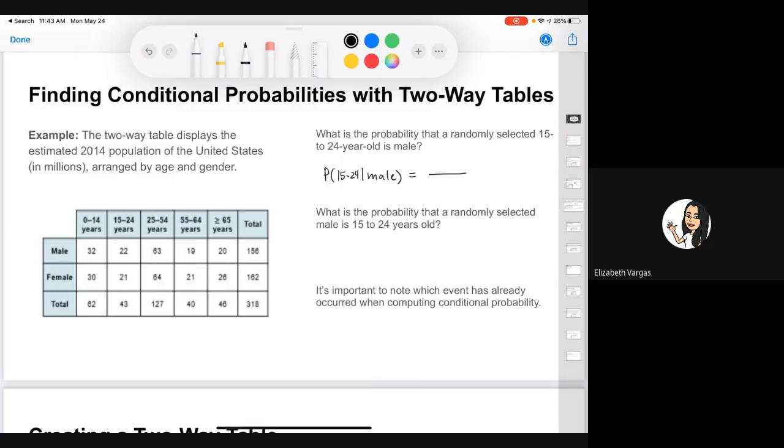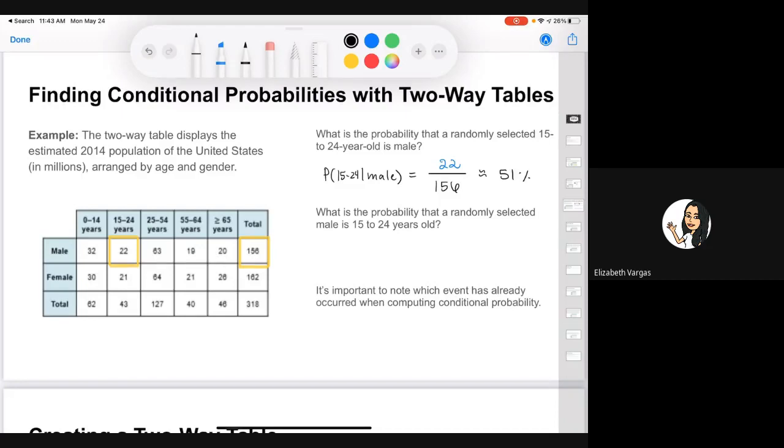Okay, so on the bottom, I'm going to put the total number of males I have. The total number of males, 156. And then I'm looking for those males who are 15 to 24. 22. And if I put that in the calculator, that's approximately 51%.